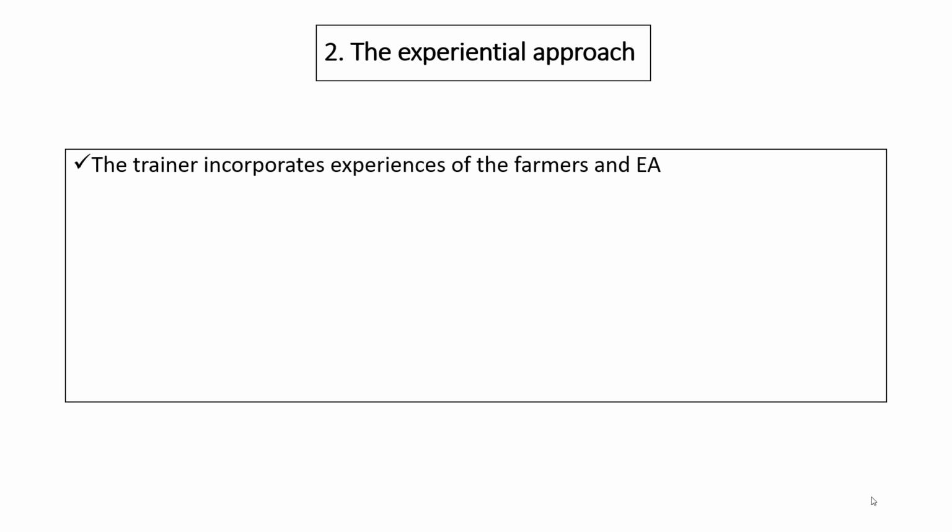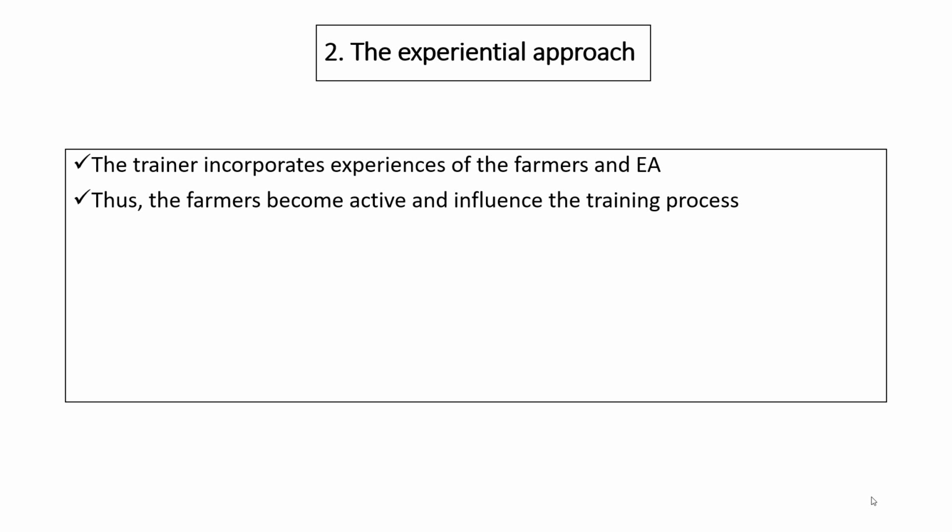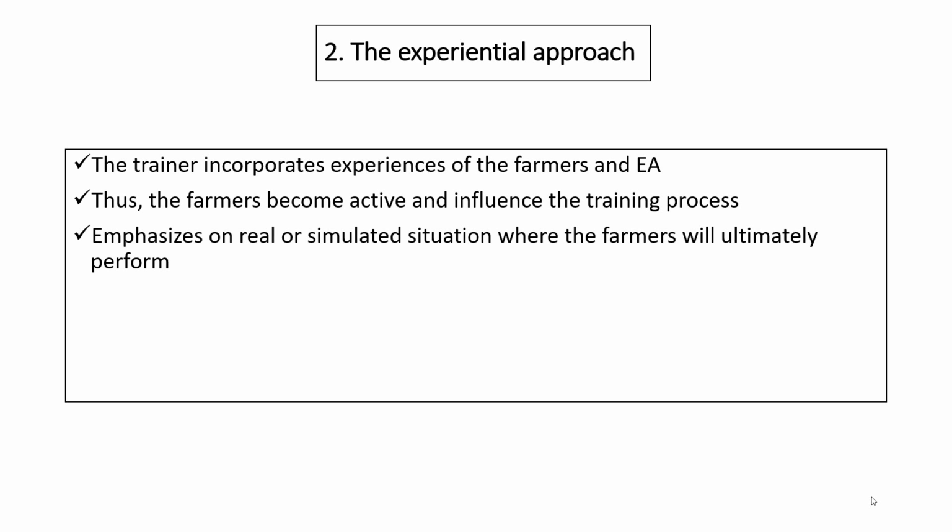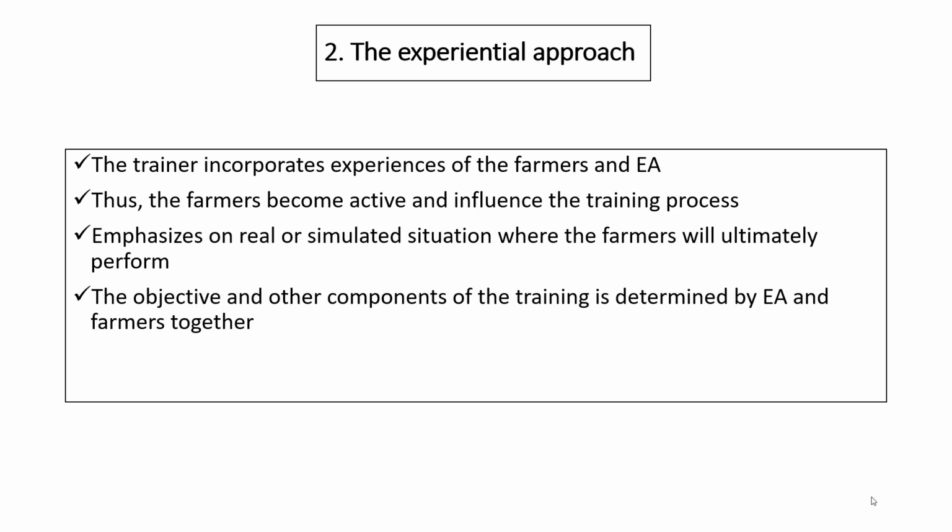The experiential approach. Here the trainer incorporates experiences of the farmers and EA themselves. Thus, the farmers become active and influence the training process. It emphasizes the real or simulated situation where the farmers will ultimately perform. The objective and other components of the training are determined by EA and farmers together. EA or the trainer serves as a facilitator.